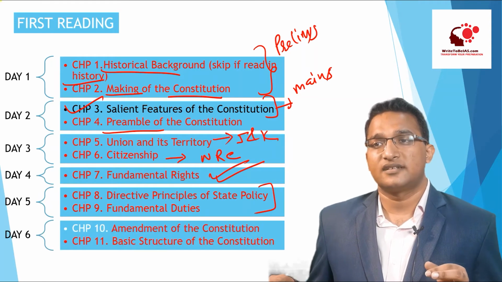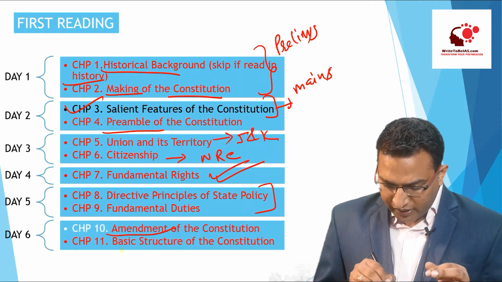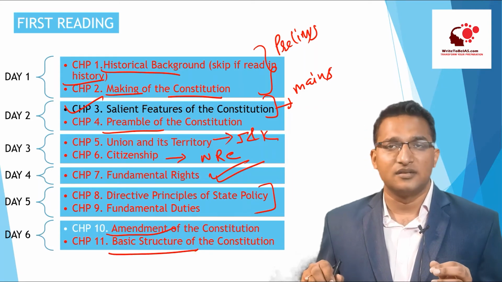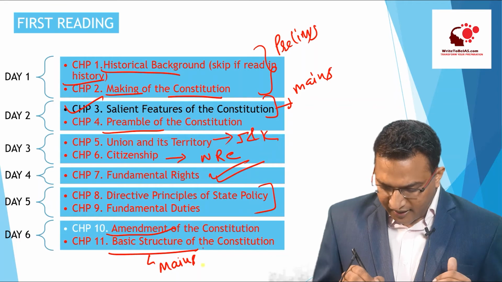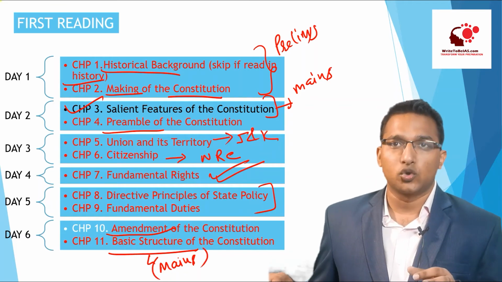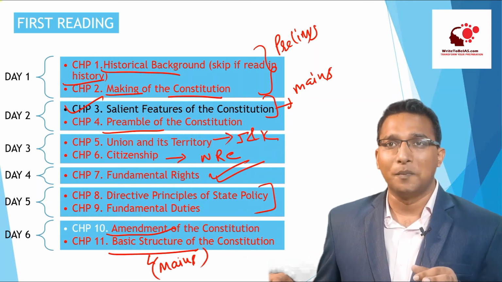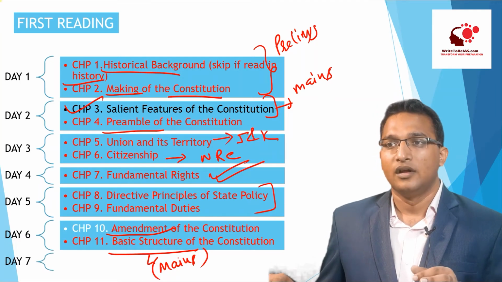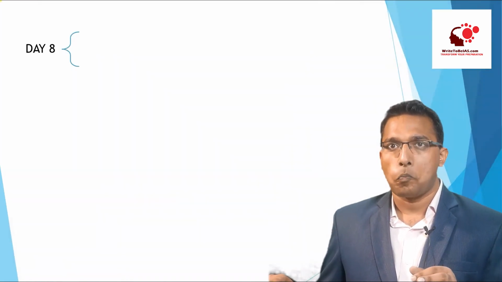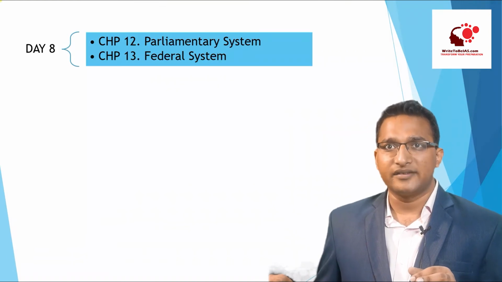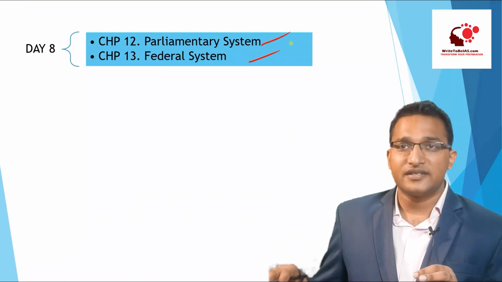On day 6, amendment of the constitution is important. And basic structure is important for the prelims and also for the mains. There are some Supreme Court judgments. You can go through those judgments and have a good base in the mains examination. Day 7, you can have emergency provisions. Day 8, parliamentary system and federal system. This is important for the mains.